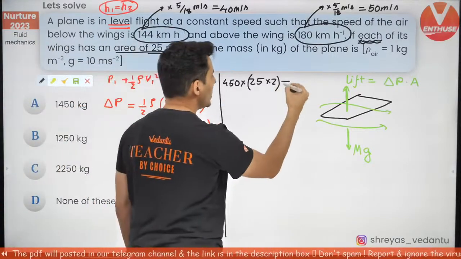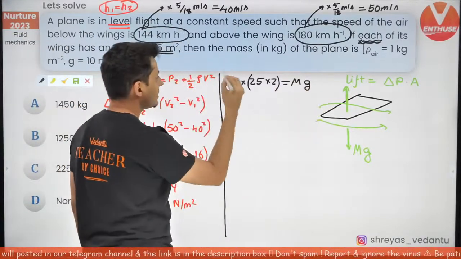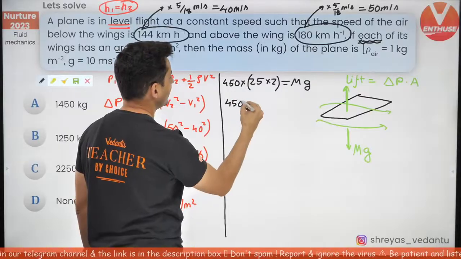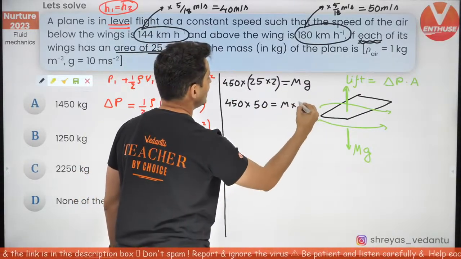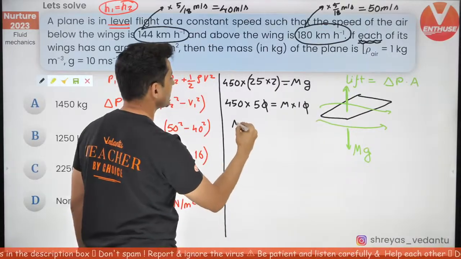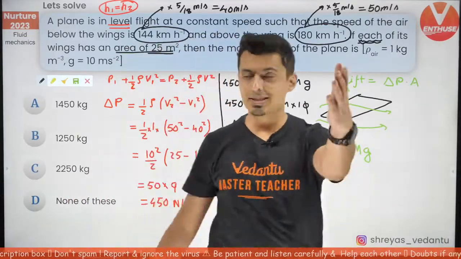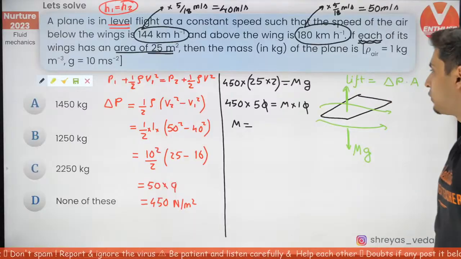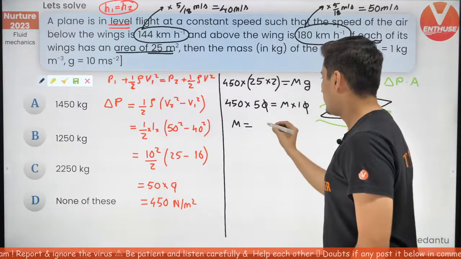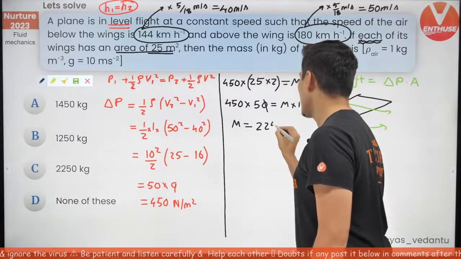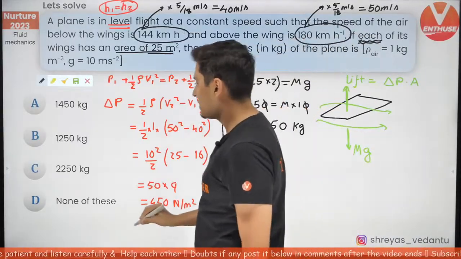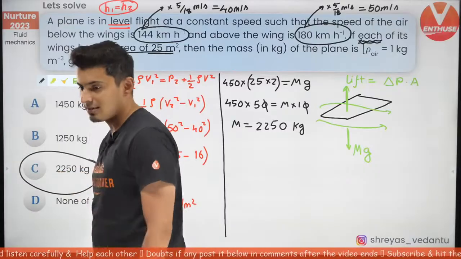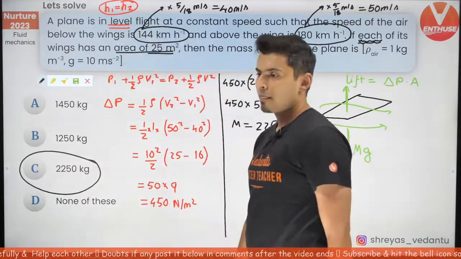Is equal to mg. So therefore 450, 25 2s are 50 is equal to mass into g, which is just 10. 0, 0 goes. So m will be, just check this out. How much are you going to get? 450 into 2. I think 45 5s are, that's 225. So 225 into 0 kg. That is the answer. Is it there somewhere? Yes, it is. Option C. Done, done, are done. Got it?